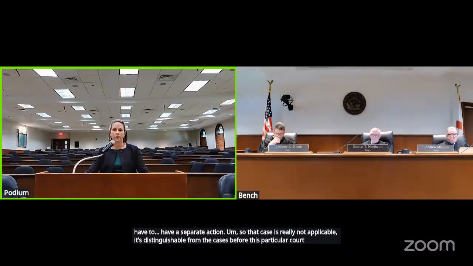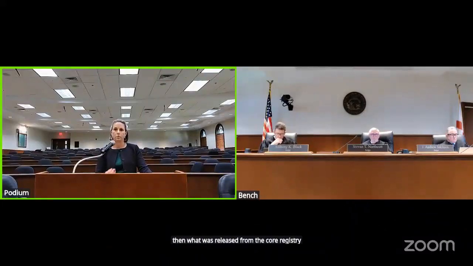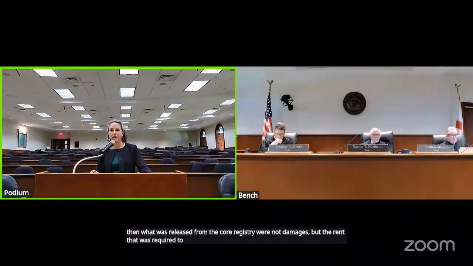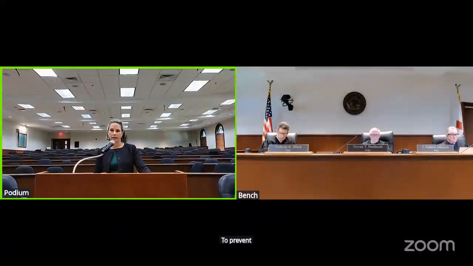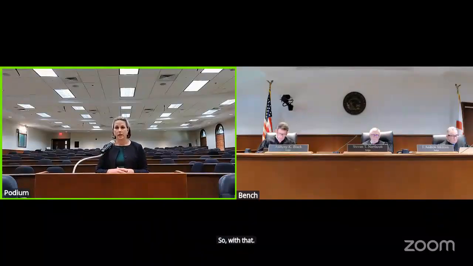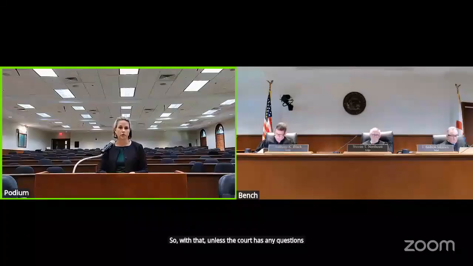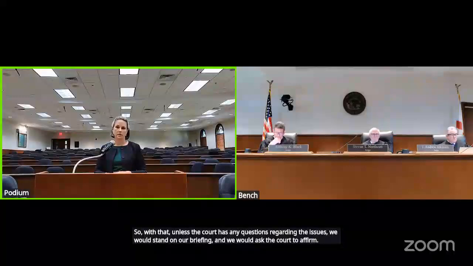And as the court's already noted, what was released from the court registry were not damages, but the rent that was required to be paid to protect the interest of the landlord. That rent functions the same way that a bond would function, to prevent the harm to the landlord by not having the use of his premises and not being able to lease that premises to a third party while the eviction action is proceeding. So with that, unless the court has any questions regarding the issues, we would stand on our briefing and we would ask the court to affirm the judgment in this case.